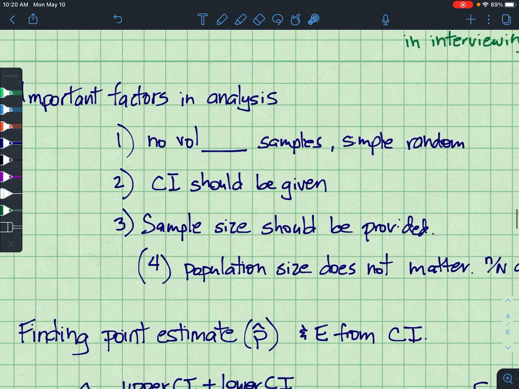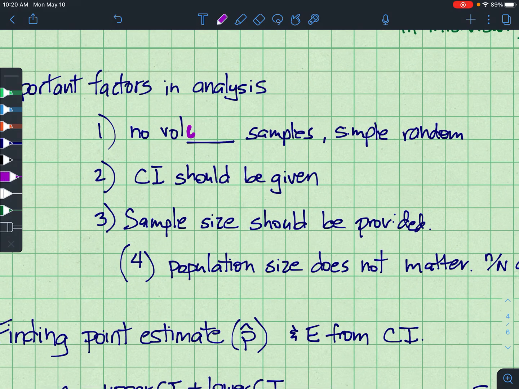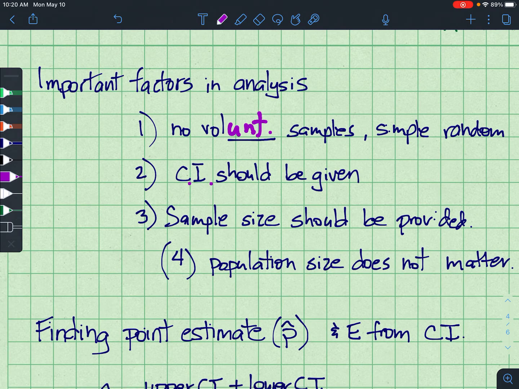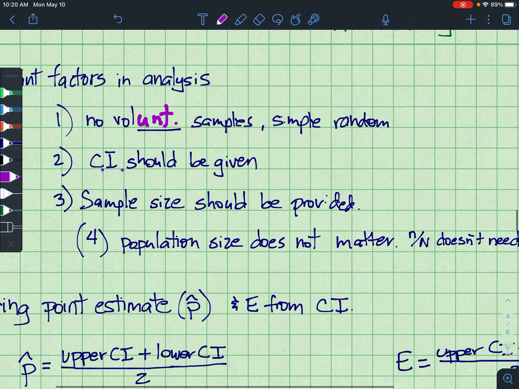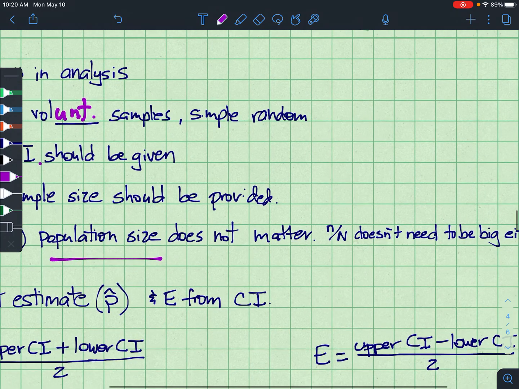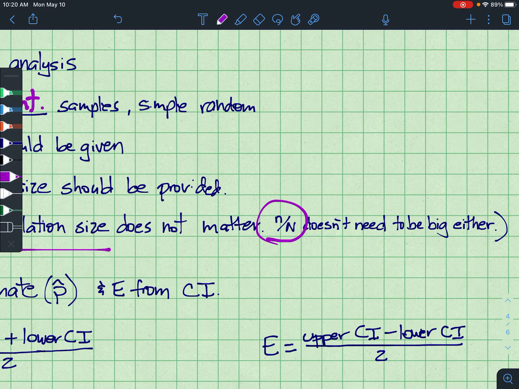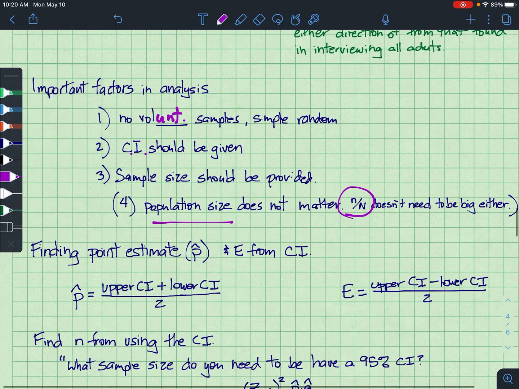Important factors in analyzing. First of all, make sure that there are no voluntary samples. These need to be simple random samples. You should always be given a confidence level, and it should never be left out. And again, sample sizes should be provided. They don't always. Four, it doesn't really matter what the population size is. That's kind of independent. The fact that we have a sample is important, and how many are in that sample is important, but the overall population doesn't need to be huge or small. In fact, the ratio doesn't need to be large either.